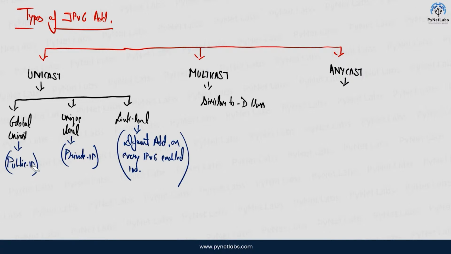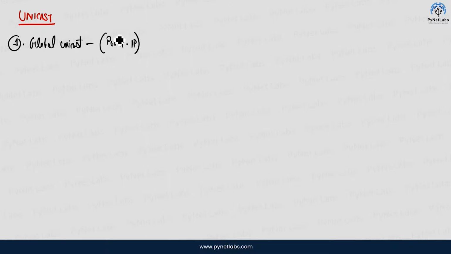Suppose I'm talking about the global unicast, so I'll use my next page for that. The very first we'll be discussing is the unicast, and in the unicast, the first we have is the global unicast. What I said about global unicast is that it is considered as the public IP of IPv6. Public IP in the sense this is a routable IP, which is basically used to make communication over the internet, and it will be executing over the WAN interfaces only.